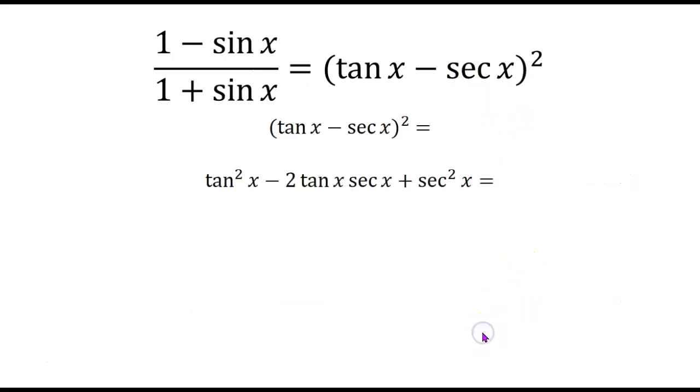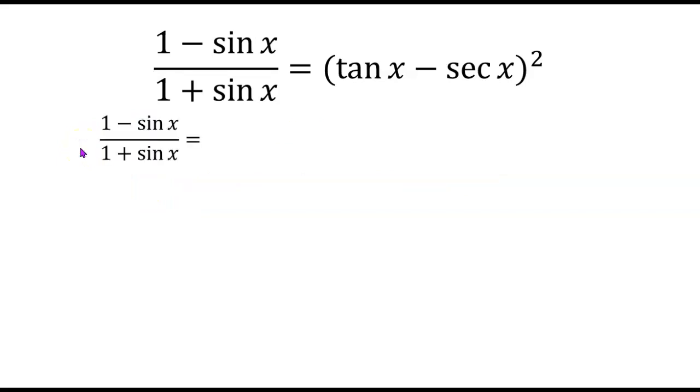How about this one? 1 minus sine x over 1 plus sine x equals tangent of x minus secant x squared. Now let's see, we might start with the right side and multiply that out. Take that tan x minus secant x squared and multiply it out, and we get the first thing squared minus 2 times the first thing times the second thing plus the second thing squared. And I'm not really sure where to go from there. We might be able to do something with this, like turning tangent into sine over cosine and secant as 1 over cosine, and we might be able to get somewhere like that. But let's go back and see what we can do with the left side.